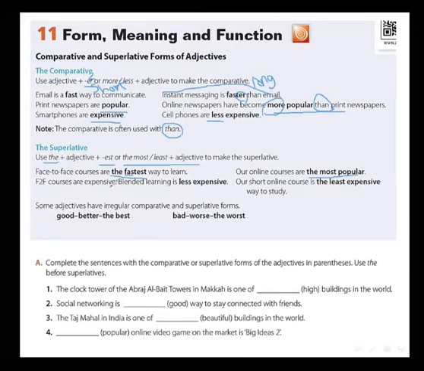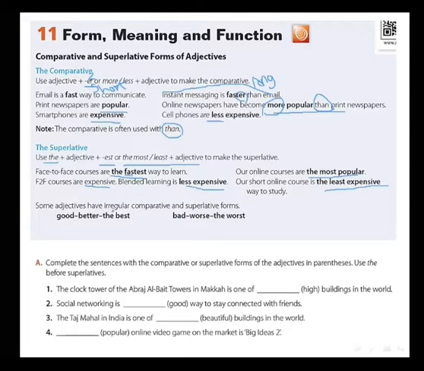F2F courses are expensive. Blended learning is less expensive. Here is the comparative, so we use less, comparative between two kinds of learning, F2F and blended learning. But in the other example, our short online course is the least expensive. The least expensive. The least plus long adjective way to study.